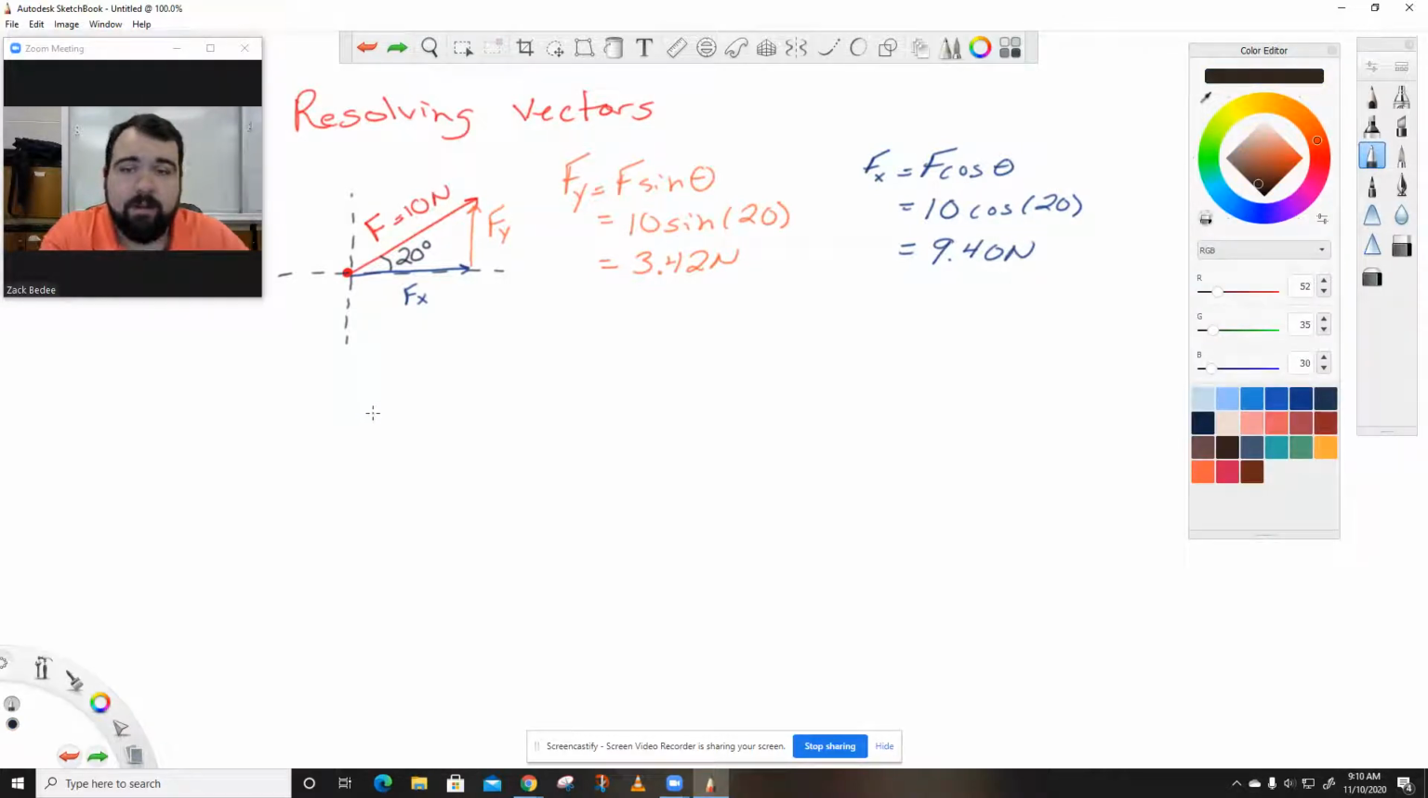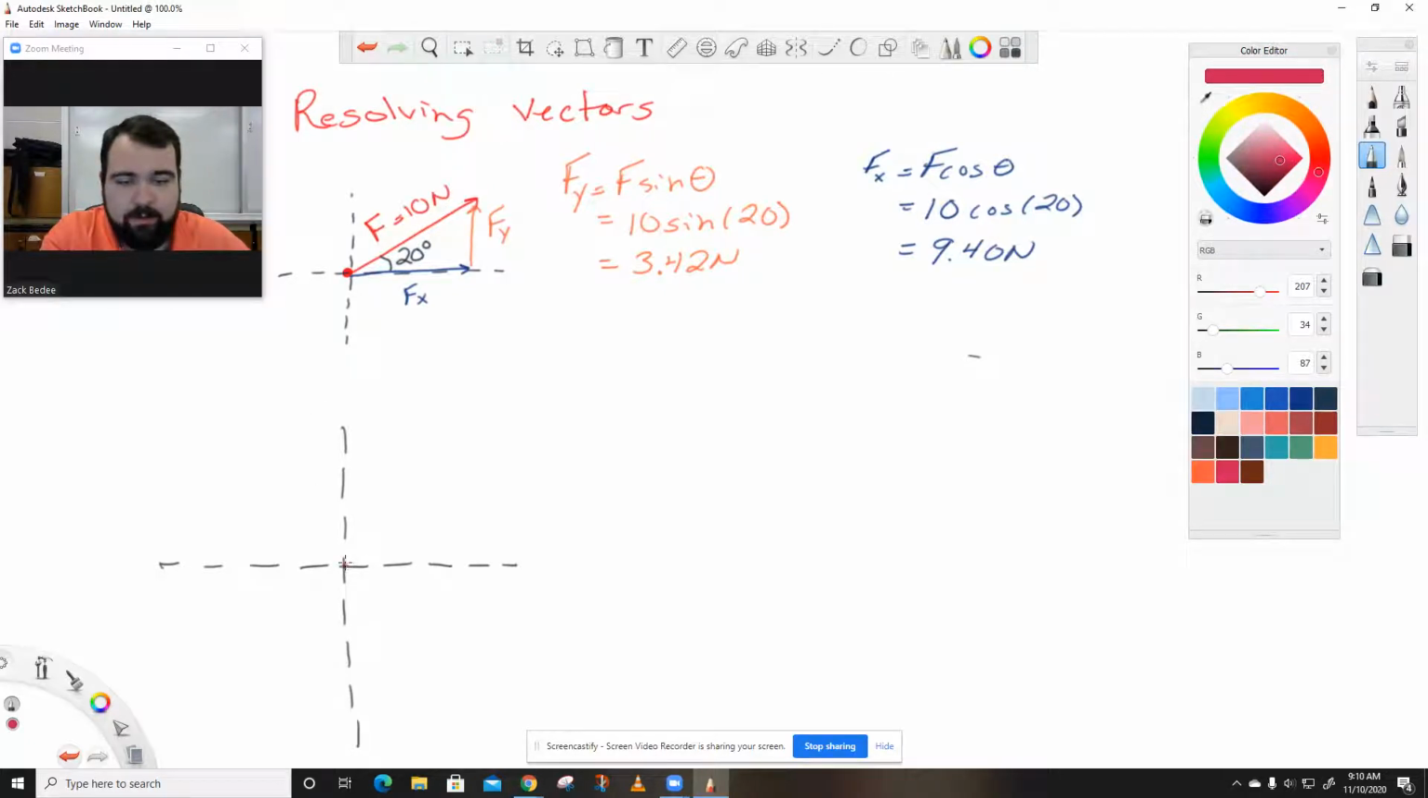Okay, so now we're going to go ahead and get into some vector addition with forces. To start off with, I'm going to just draw x and y axes, draw in our force values, and then go about first resolving the vectors into the components, and then actually doing the vector addition.